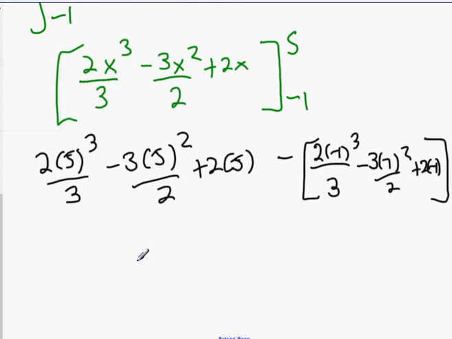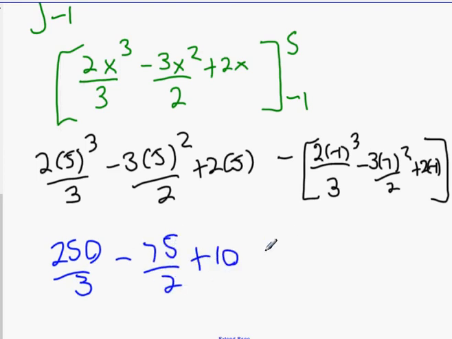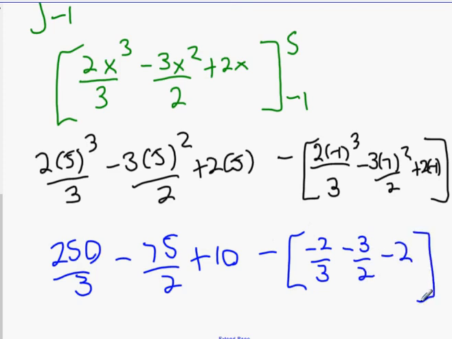I'll try and do as much of it as I can in my head. But 250 over 3 minus 75 over 2 plus 10 minus 2 over 3 minus 3 over 2 minus 2. Somebody can put all that into the calculator, that's probably a bit quicker. Just let me know what it comes out as.